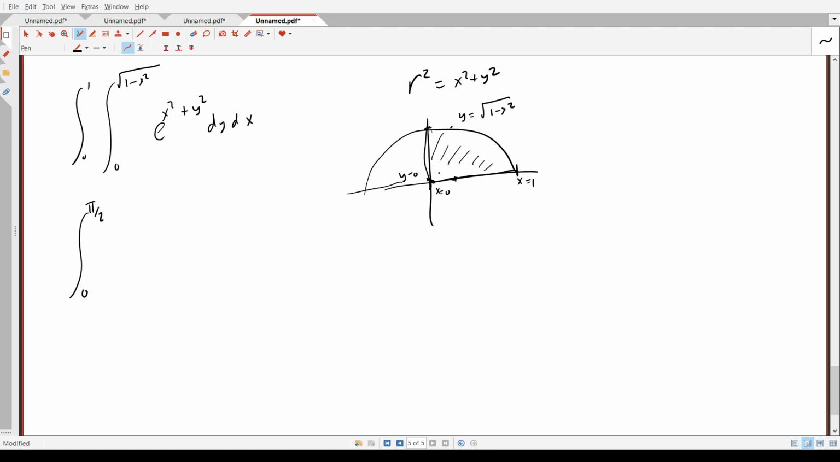And what about r? So if I fix a theta, it's going to start here at 0 and go all the way out here, where it's going to have a radius of 1. Right? Because if I solve this, I have x squared plus y squared equals 1, meaning r squared equals 1.